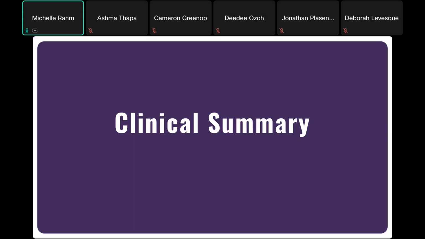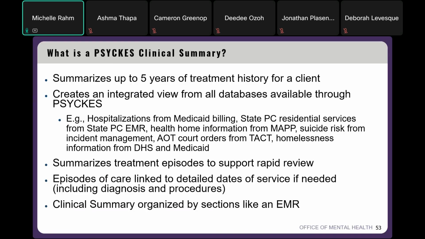All right, I'm going to speed up a little because we have a bit more to go through and I want to make sure there's enough time for questions and polling. So we're going to go over the clinical summary now, which is the client level details, and it summarizes up to 5 years worth of the client's treatment history.